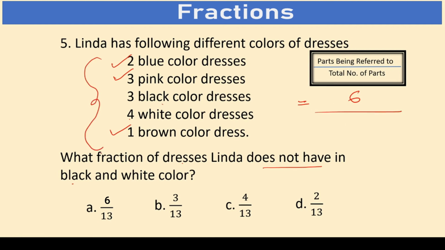The sum of all the dresses, that is 2 plus 3 is 5, plus 3 is 8, plus 4 is 12, plus 1 is 13. The denominator is the total number of parts, which is 13. Hence your answer is option A, which is 6 by 13.